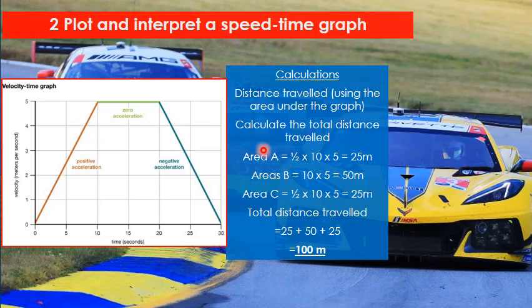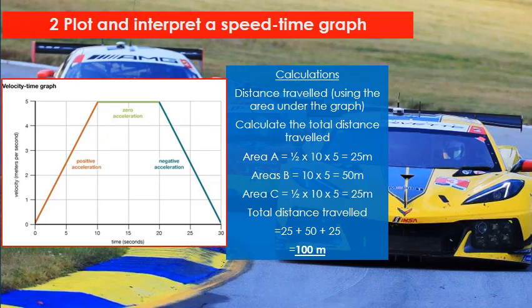Now, when you're asked to calculate the distance traveled, like I said, you use the area under the graph. To make the area calculations easy, you can divide the graph into 3. The first part becomes part A, the second part, this rectangle, becomes part B, and the third part, another triangle, becomes part C. Then you calculate the areas and add them to get the total distance traveled.